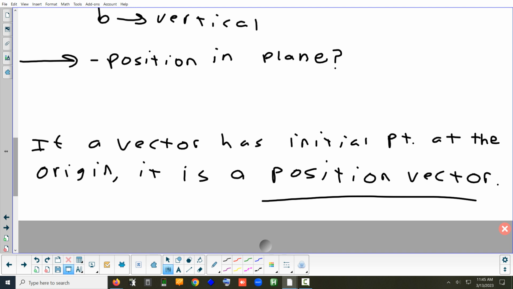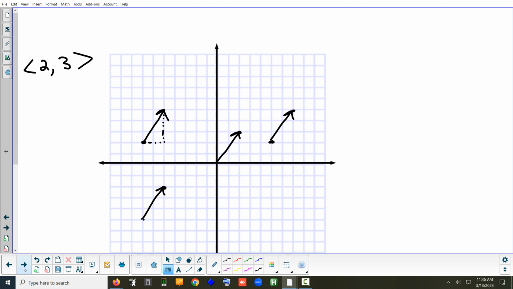So last thing we're going to look at is how do you take a vector that's not at the origin and find out what it would be if you put it at the origin. And that's what I'm going to show you. Now, we already know this is the vector 2, 3. Let's pretend we didn't have these elements. Let's look at just that one.